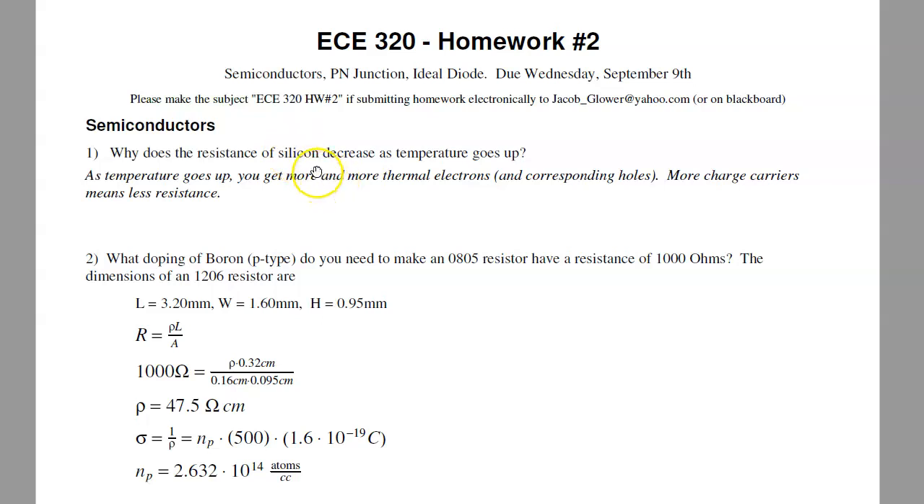Well, as temperature goes up, I get more thermal electrons. More thermal electrons means more thermal holes. More charge carriers means less resistance. So resistance goes down as temperature goes up.